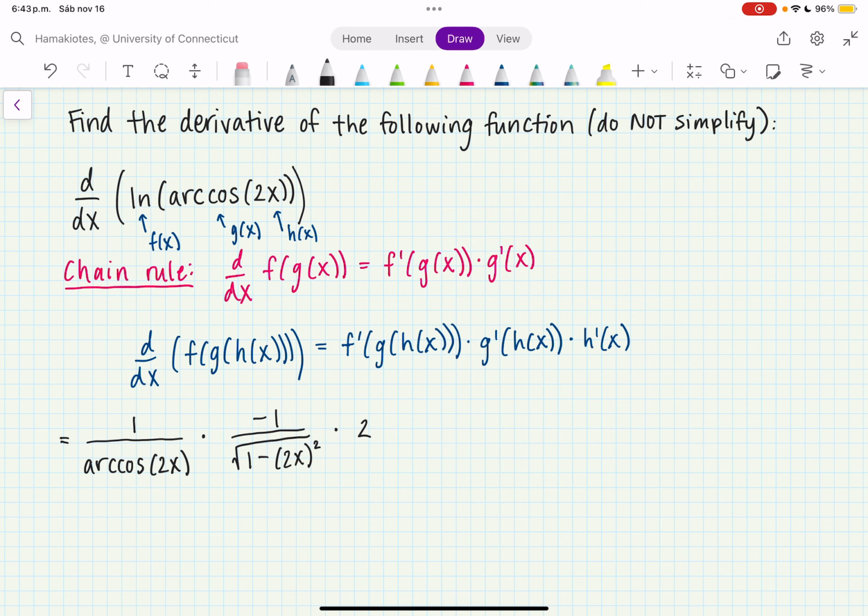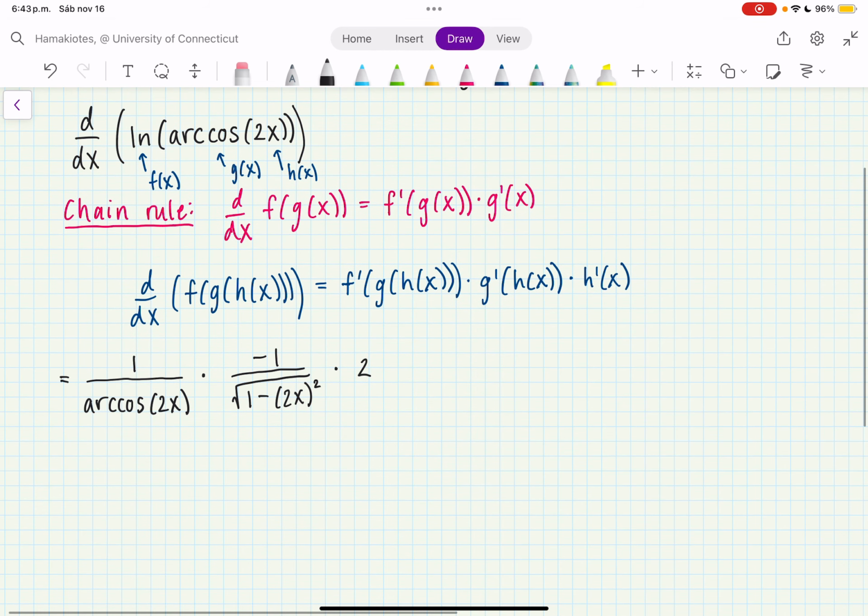So now if we simplify all this, we get minus 2 all over arc cosine of 2x times the square root of 1 minus 2x squared. So that's minus 4x squared.